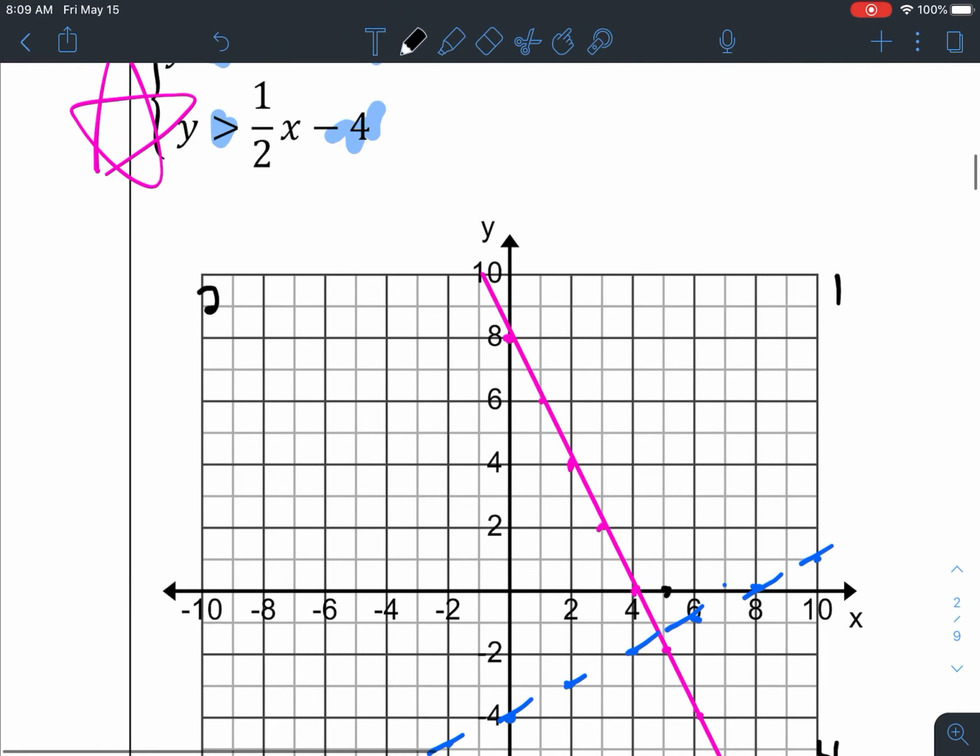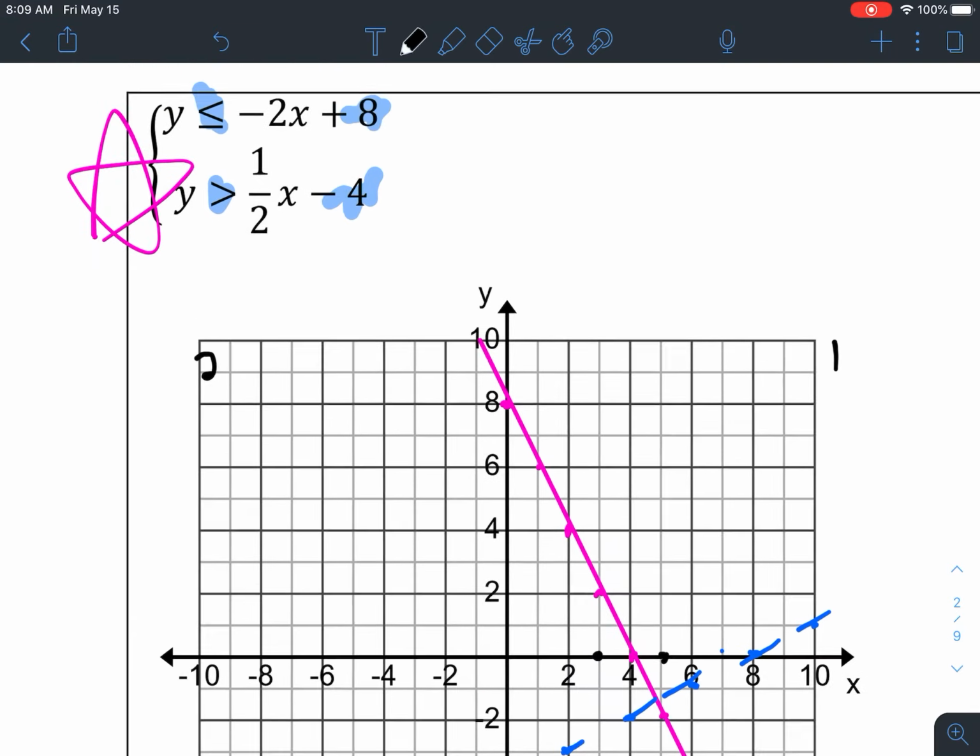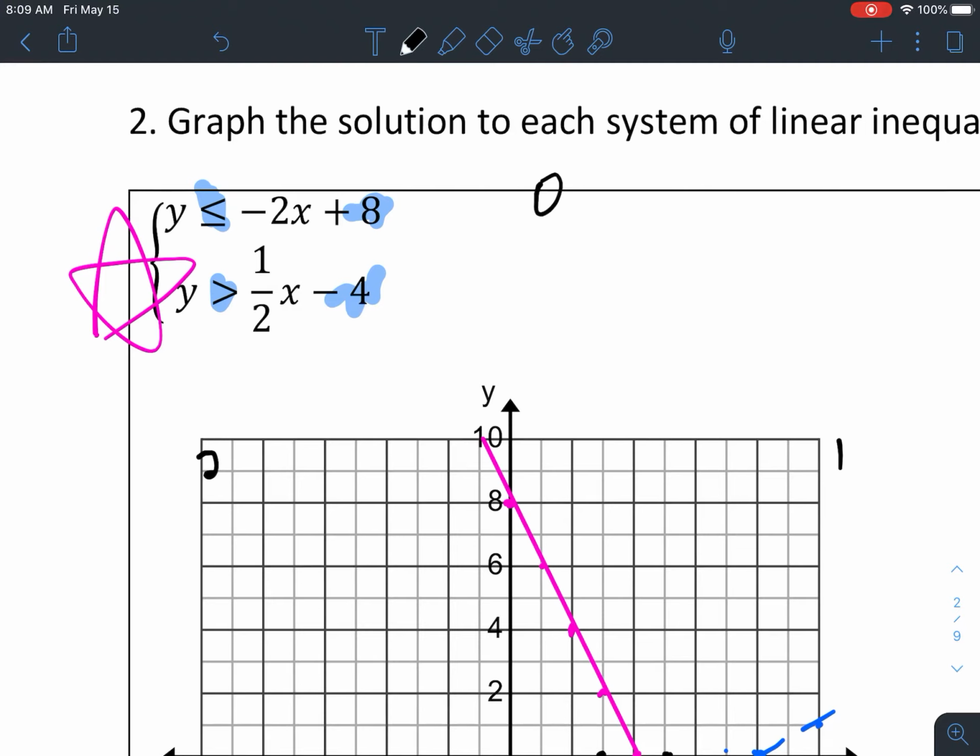Now let's go to zone 2. Let's go with y is 0 and x is 3. So 0, negative 2 times 3 plus 8. This gives us negative 6 plus 8 gives us 0 is greater than or equal to 2. That's true. Now let's try the other one.